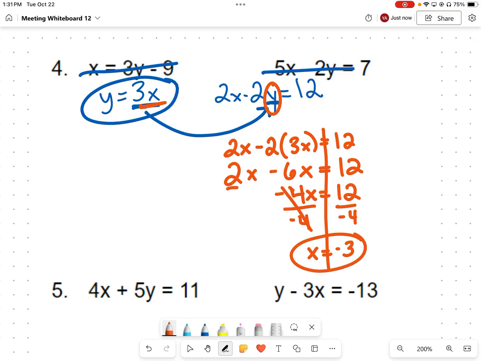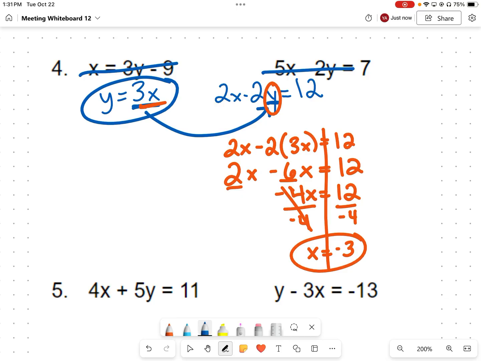I got negative 4 by doing 2 minus 6. And you could put that in the calculator, just leave the x's off. Do 2 minus 6, but no x's. You're combining like terms.